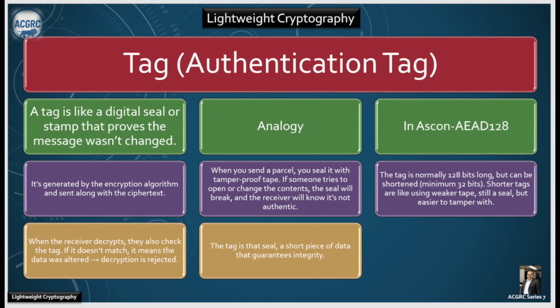In Ascon's AEAD 128, the tag is normally 128 bits long, but can be shortened. Of course, the minimum is 32 bits. Shorter tags are like using weaker tapes. Still a seal, but easier to tamper with. I hope this helps with a better context on what a tag is all about.